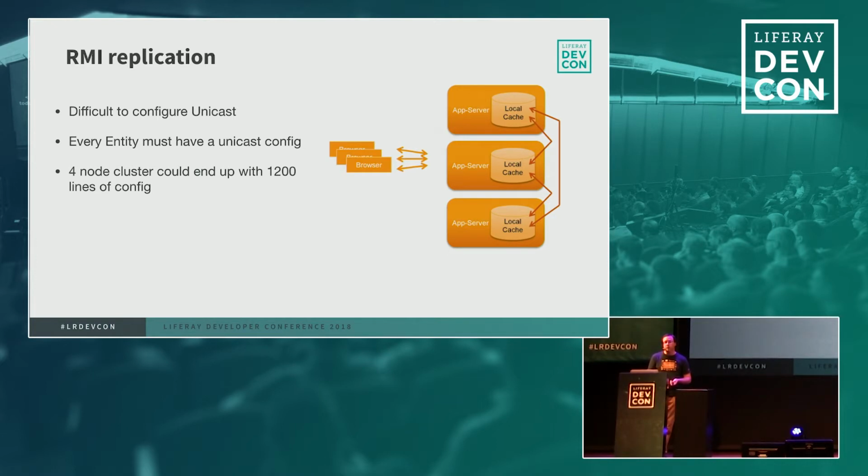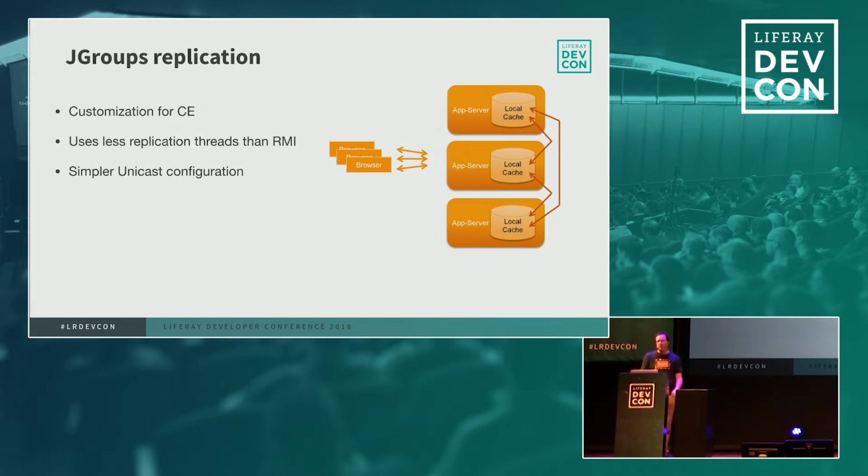For RMI, it's very difficult to configure Unicast for RMI. Every entity has its own config, so a 4-node cluster could end up with 1,200 lines of config in your portal ext file. So that one I did not like very much.